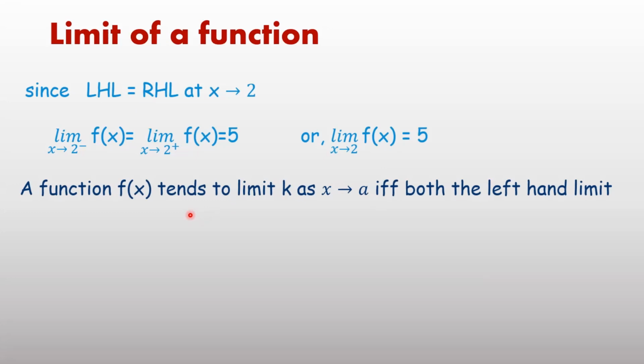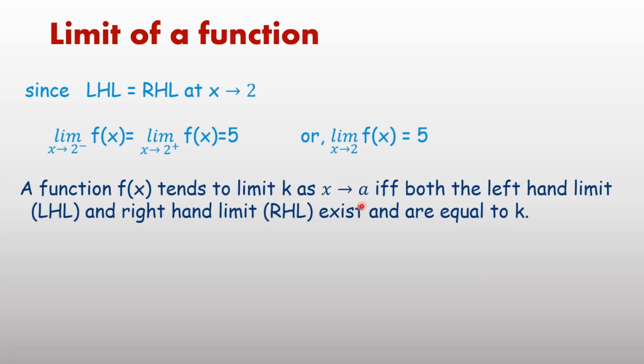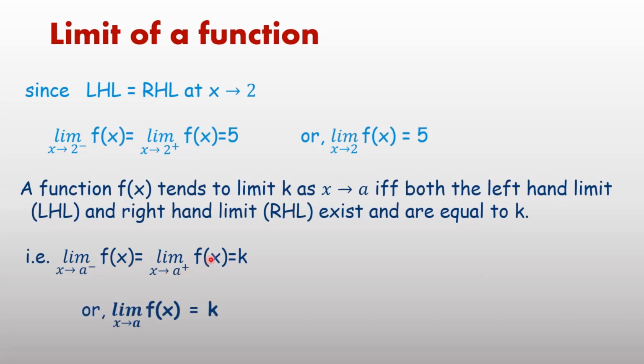Now we can define the limit of a function: f(x) tends to k as x tends to a if and only if both the limits, left hand limit and right hand limit, exist and are equal to k. That means limit x tends to a minus f(x) equals limit x tends to a plus f(x) equals k, or in combined form we can write limit x tends to a f(x) equal to k. If there is no plus or minus sign, it is understood that both exist and are equal to k. That is the limit of a function.